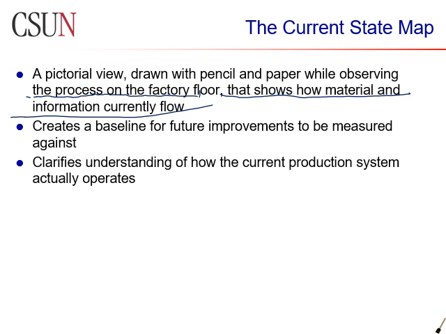When we do that, we're creating a baseline for future improvement to be measured against. When we do that, we know what the current status is. It clarifies understanding of how the current production system actually operates. So now you understand what is going on in your company, and when you improve something, how it will affect the future.